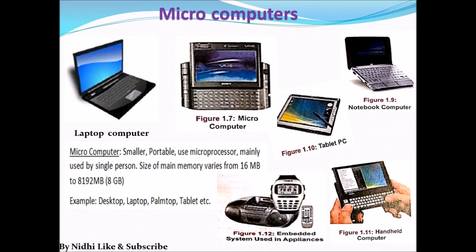Portable means movable. They use a microprocessor, mainly for a single person. The size of memory varies from 16 MB to 8 GB. Examples: desktop, laptop, palmtop, tablet, etc. So here are the images of these types of computers. You can see here a laptop computer, microcomputer, and tablets. Okay, so these are the images.